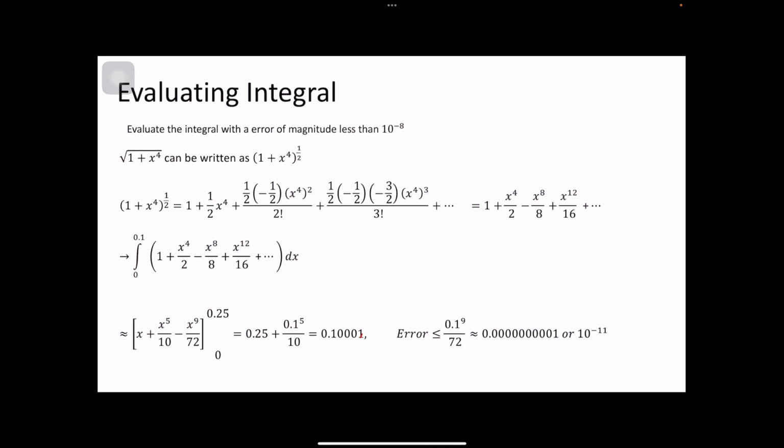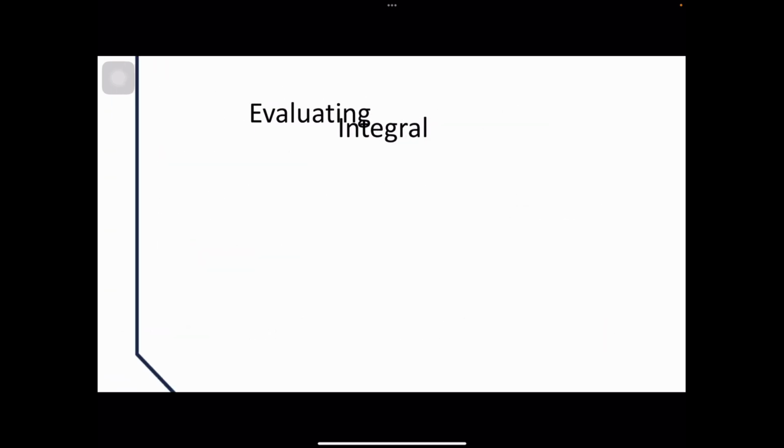Okay, so another thing about this one is that the 1 is still with a magnitude of error less than 10 to the power minus 8. That's why we use 10 to the power minus 11 here. Okay, that's it for the integral.